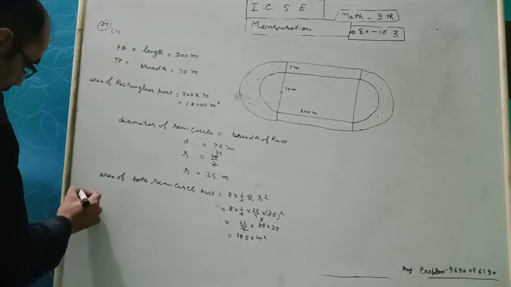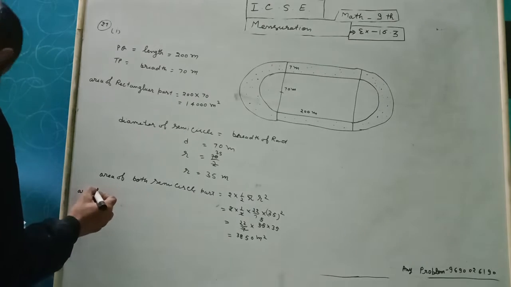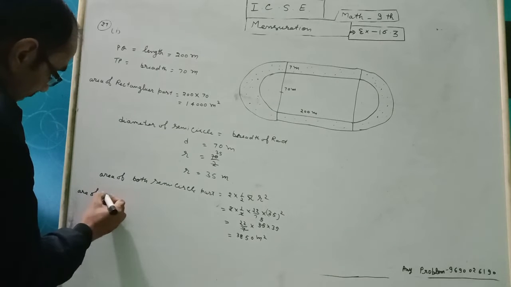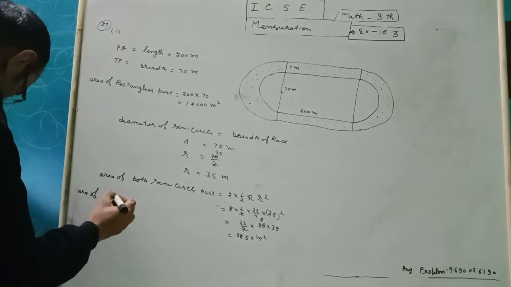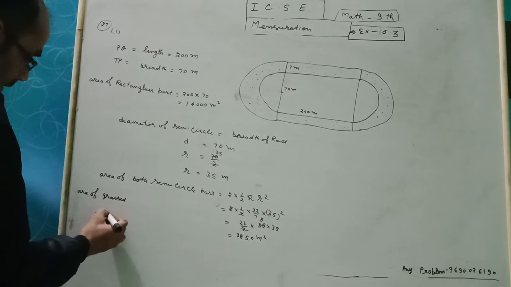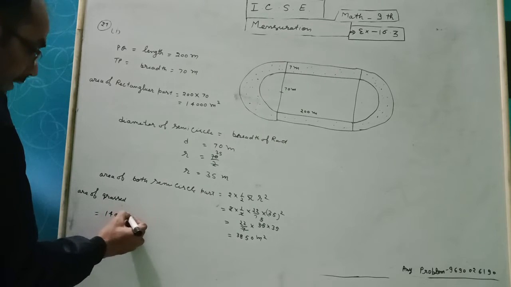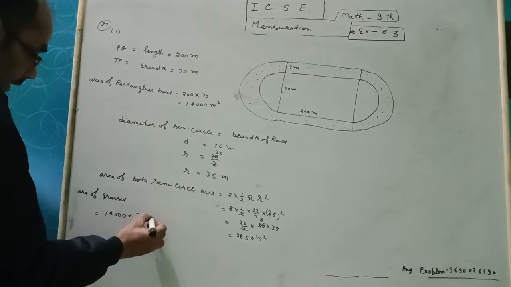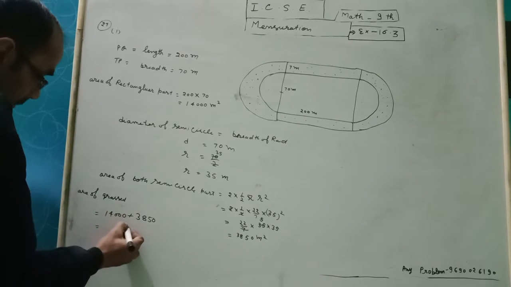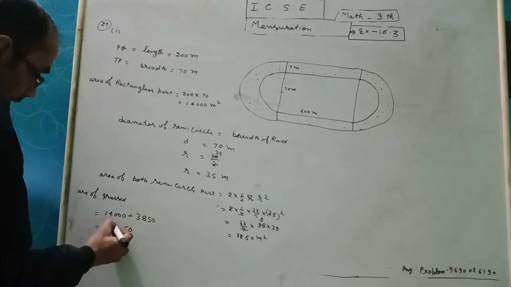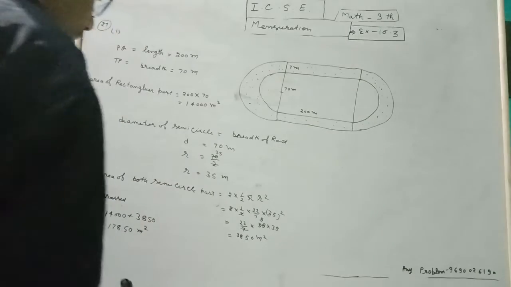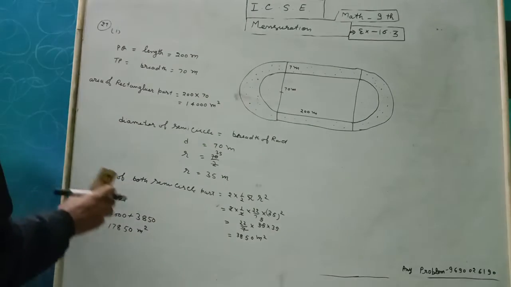Area of the first part, the area of the grassed enclosure, is equal to the rectangular part 14,000 plus 3,850 meter square of both semicircular parts. After adding, 17,850 meter square. The first part is complete.